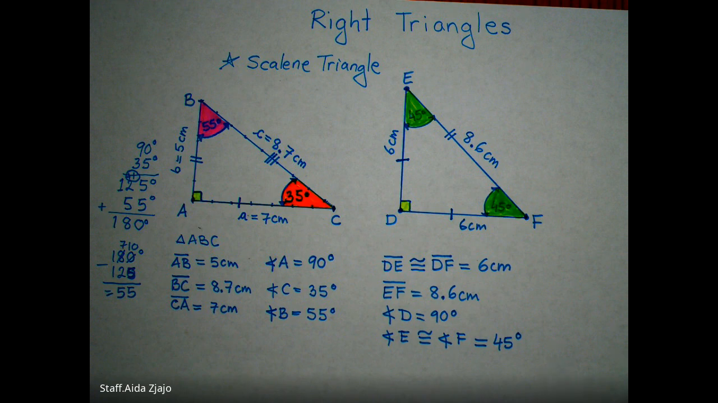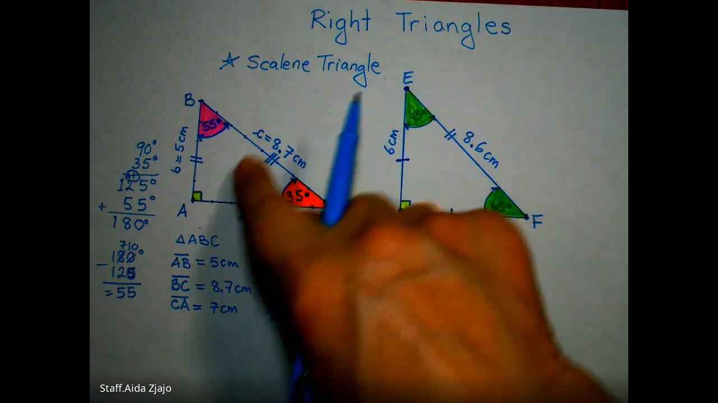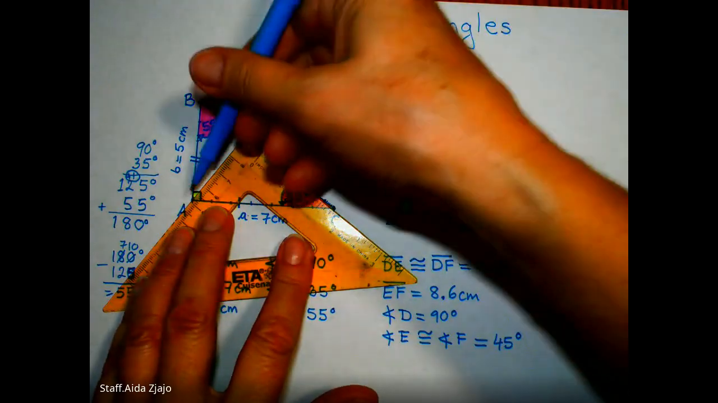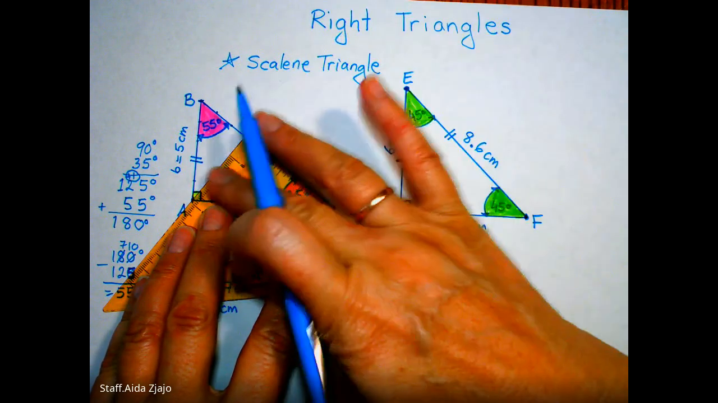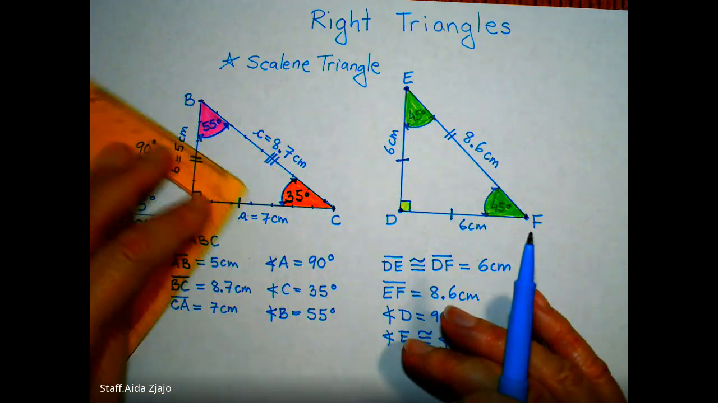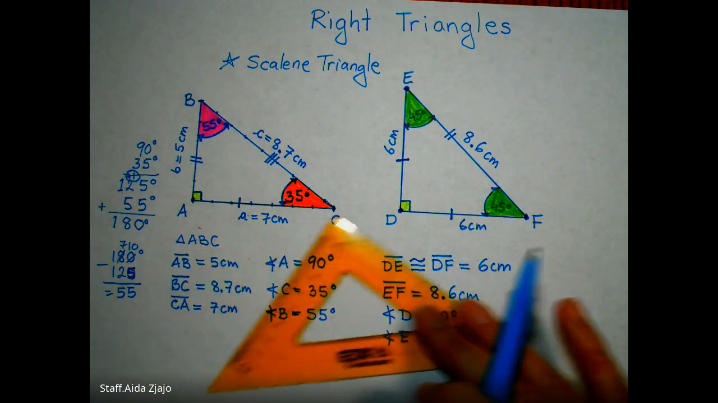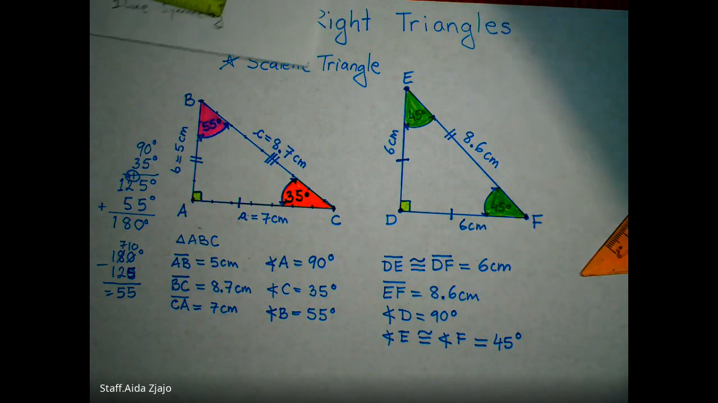We can explore the line of symmetry, and a scalene right triangle does not have any line of symmetry. If I try to cut this way, this triangle and this part here are not equivalent. If I try any other way, it won't fit, and we can check it out.